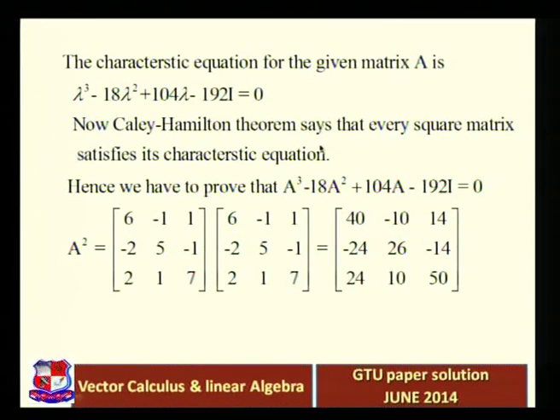Now Cayley-Hamilton theorem, what is the meaning of Cayley-Hamilton theorem? Cayley-Hamilton theorem says that every square matrix satisfies its characteristic equation. So the characteristic equation is here lambda cube minus 18 lambda square plus 104 lambda minus 192, that is equal to 0. So we have to prove A cube minus 18A square plus 104A minus 192I, that is equal to 0.